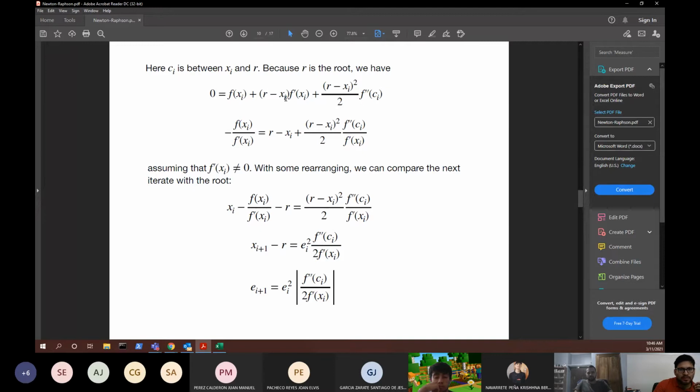So what I want to do now is simplify it. What I do is divide all this equation by the first derivative of f at xi. Okay, so I divided this by the first derivative, and I send it to the left-hand side of the equation. And then if I divide this term by the first derivative, it got canceled out, and I got only r minus xi.